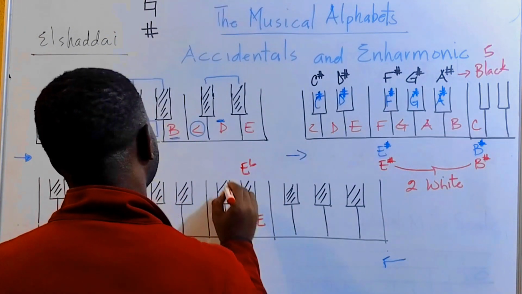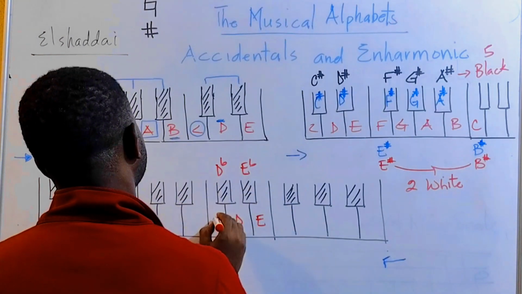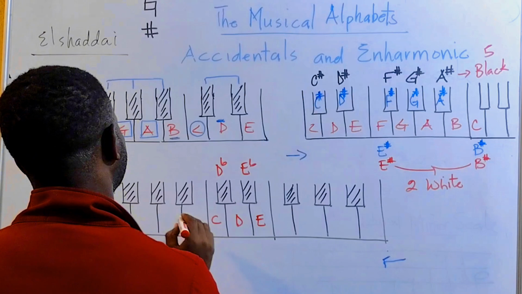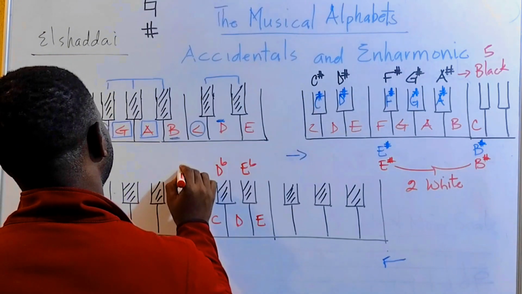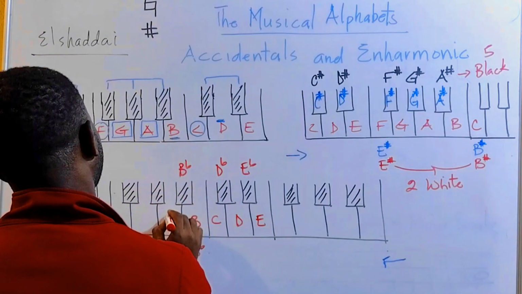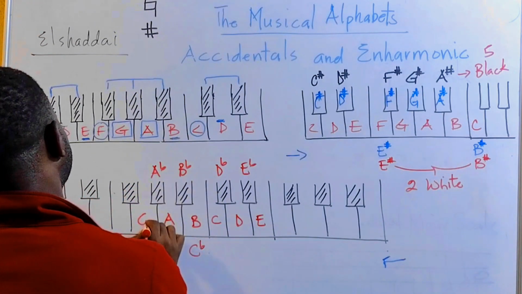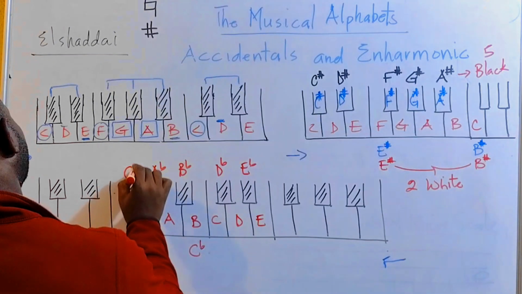This D is going to be D flat. This is C. C flat is a white key, sorry. B flat. We're going to have A, we're going to have A flat. We're going to have G, we're going to have G flat.